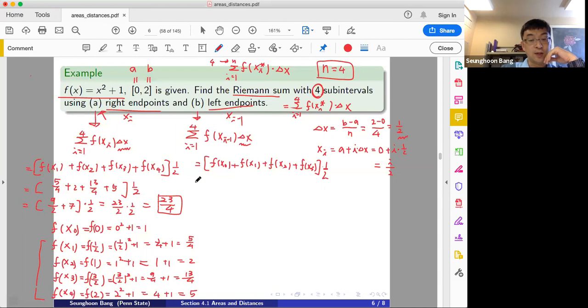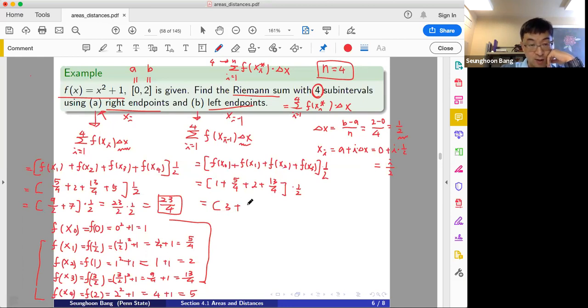What's the answer of B here? You add the first 4 numbers. f of x0 is here: 1, 5 over 4, 2, 13 over 4. Here you add 1 plus 5 over 4 plus 2 plus 13 over 4, times 1 over 2. So what's that? 1 plus 2 is 3. 5 over 4 plus 13 over 4 is 18 over 4, divided by 2. So we have 9 over 2.